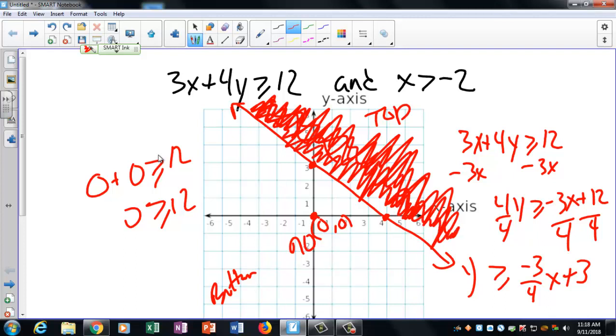Now, x is greater than negative 2. How do I do that one? That's just a vertical line through negative 2, so we're here. This is a dotted line through negative 2, yes? My dotted line looks like Morse code, but you get the idea.